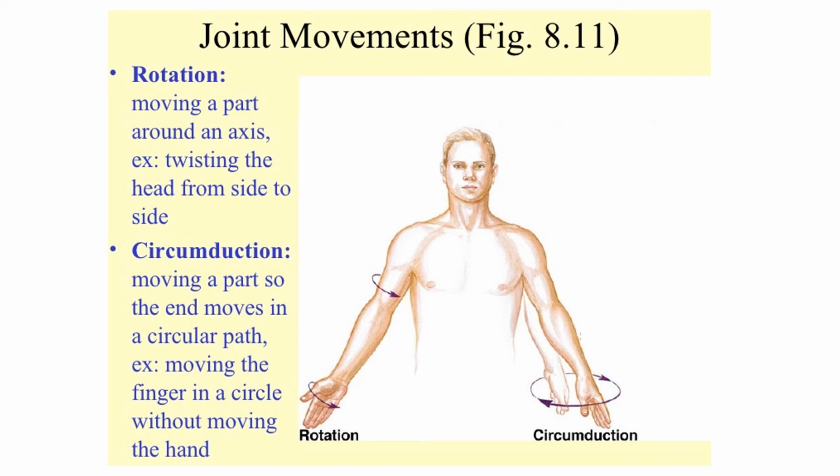So circumduction, moving a part so the end moves in a circular path. You can do it with your fingers or other extremities. So circumduction. All right. And rotation is just kind of twisting it. So it's not a full circle, but just twisting it. Okay, like your hand or your leg, because you will not have the ability to actually go in a circle in a 360-degree manner.